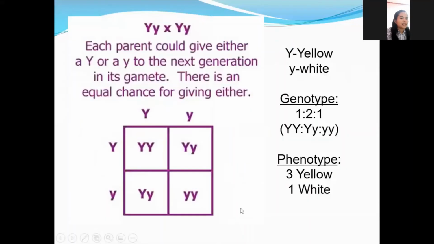Okay, let's go back. All right, so that's your Punnett square. So each parent could give either Y or, okay, so yellow or white. Now this one. When we say genotype, this is actually your ratio. Okay, so your ratio is 1:2.